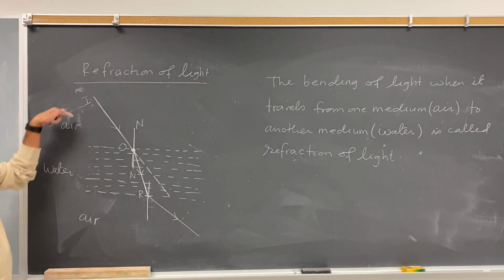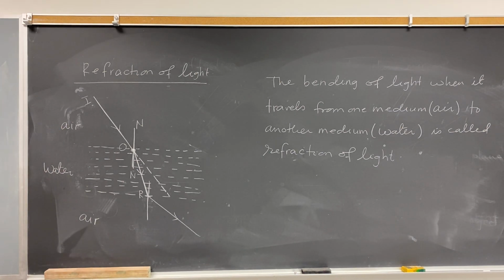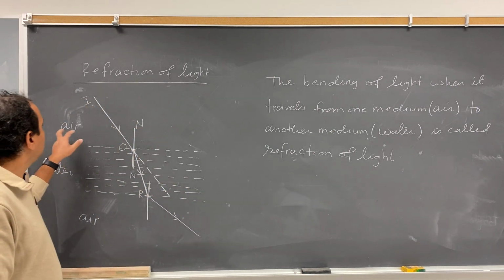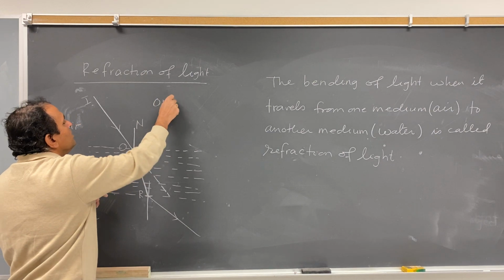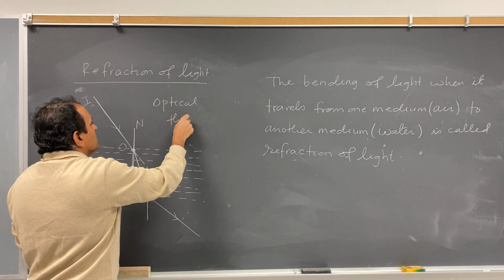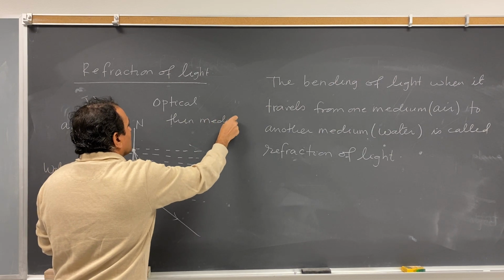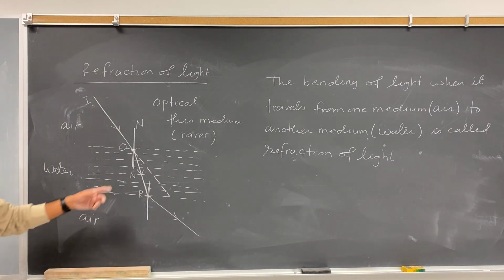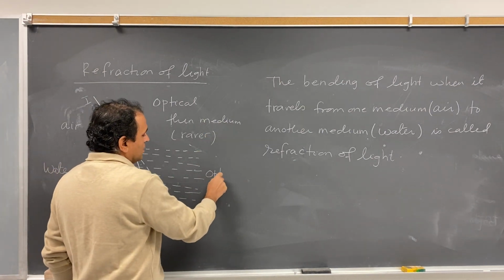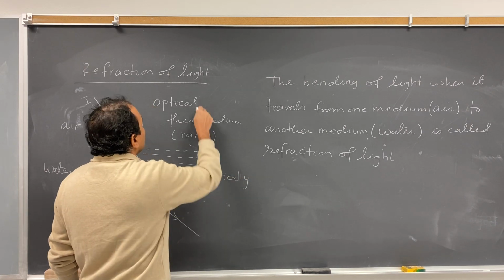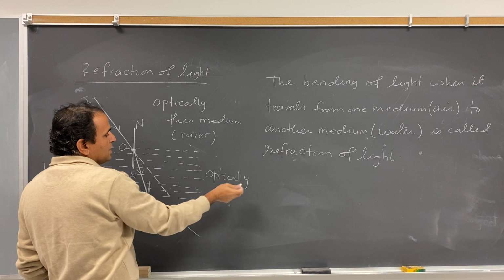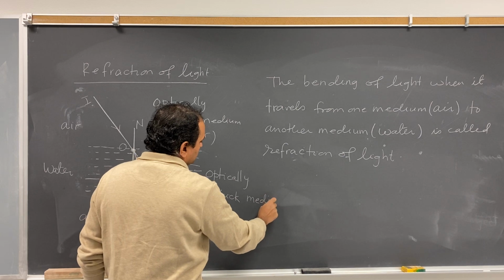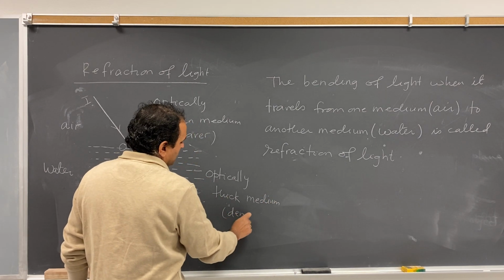So look at this. Air and water. Think about the density of air and think about the density of water. Density of water is more than density of air. So we call this air an optically thin medium, or you can call it a rarer medium also. Water is an optically thick medium. Optically thin medium and optically thick medium. Or you can call it a denser medium.